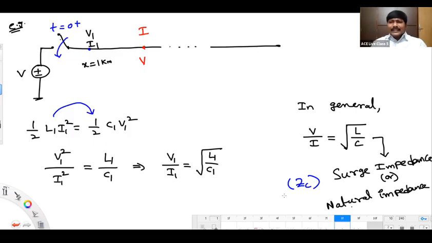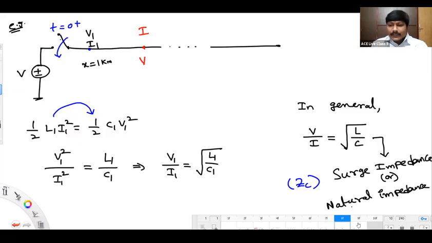Who will decide whether these L and C values are the same throughout the length of the line or not? That is decided by the size of the conductors and the spacing between the conductors. So if the size of the conductors and the spacing between the conductors are the same throughout the length of the line, the surge impedance of the transmission line will be constant throughout the length of the transmission line wire. I think all of you are getting this?